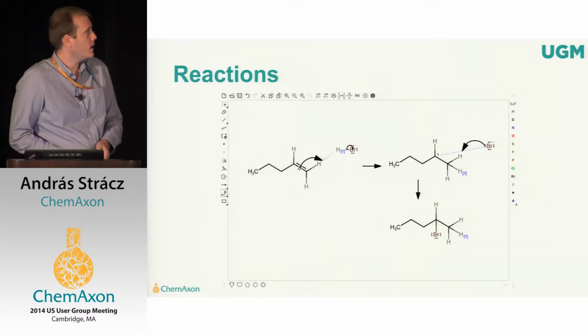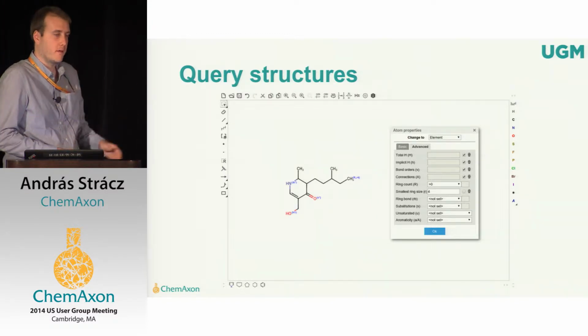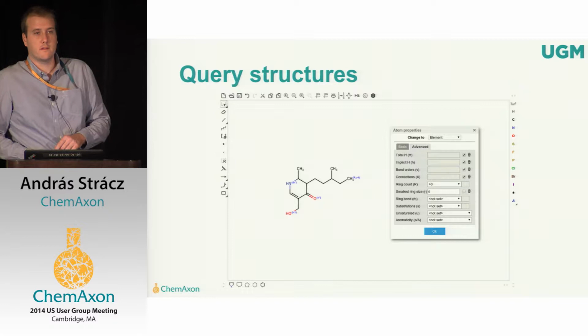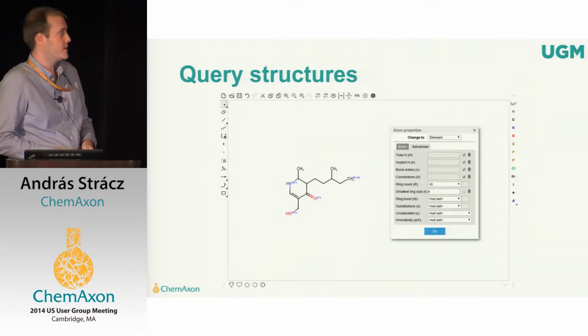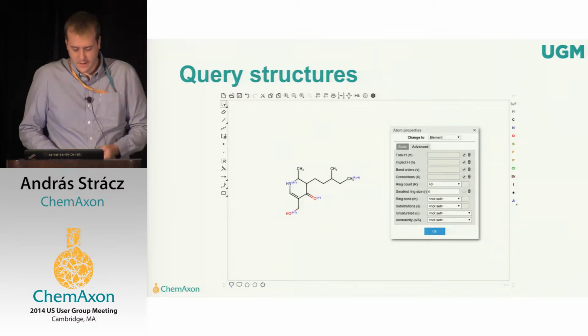And now for those working with query structures, just over the course of the last few weeks, we added support for atom and bond properties in the right-click option, where you can set things like aromaticity, implicit hydrogens, ring counts, whatnot.